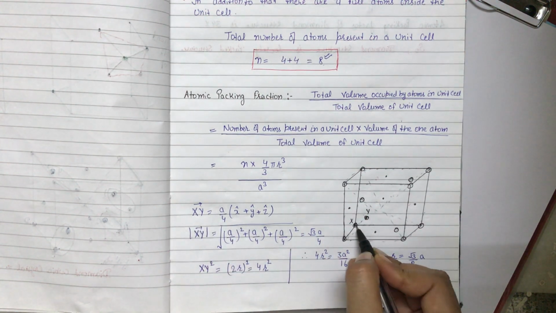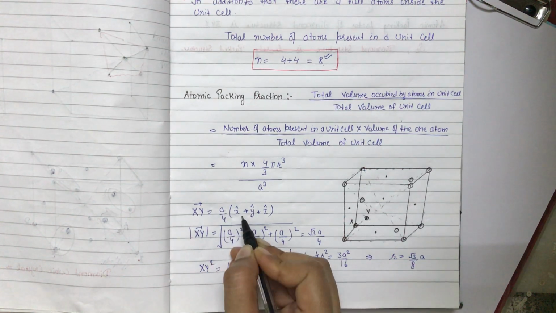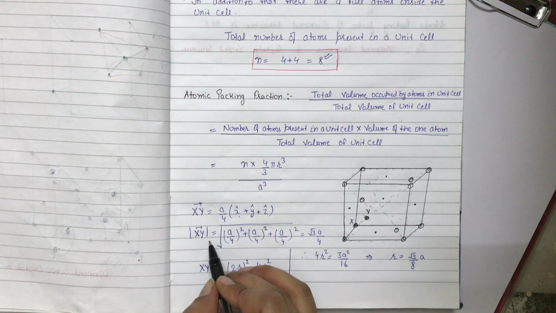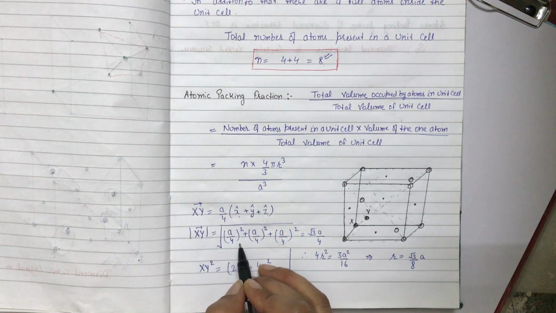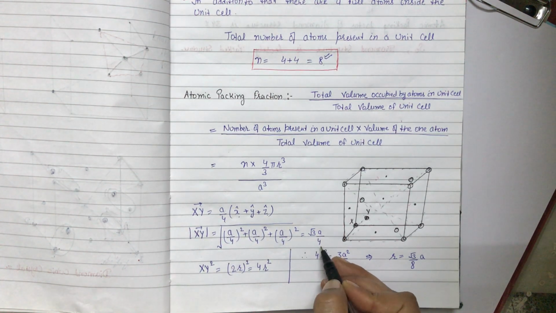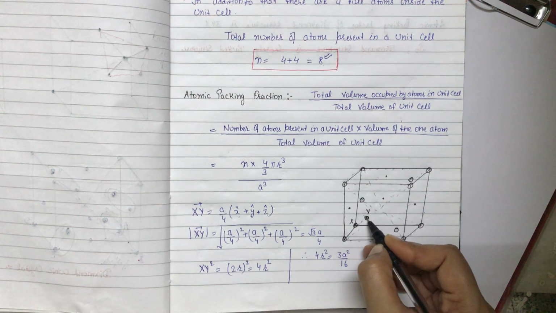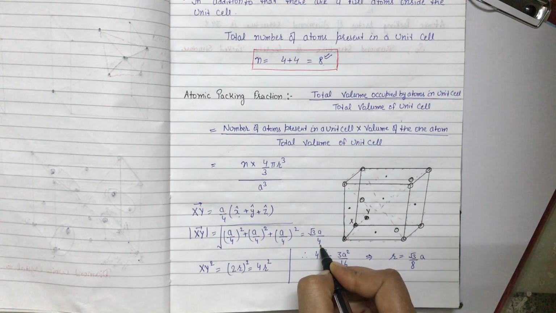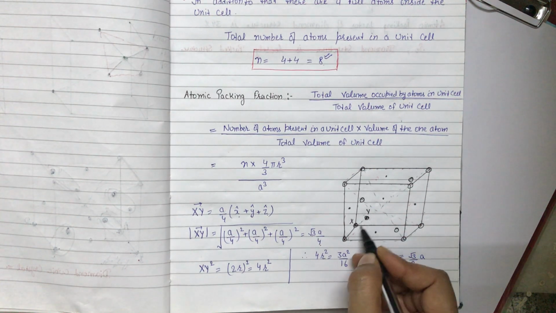So the XY vector is equal to A by 4 (X cap, Y cap and Z cap). And the magnitude of this XY vector is the square root of the sum of (A by 4) squared, (A by 4) squared and (A by 4) squared. This will lead to under root 3 A by 4. So this XY vector magnitude is equal to under root 3 A by 4.